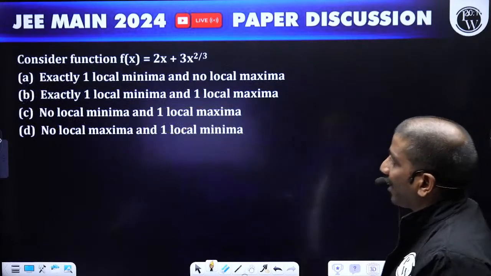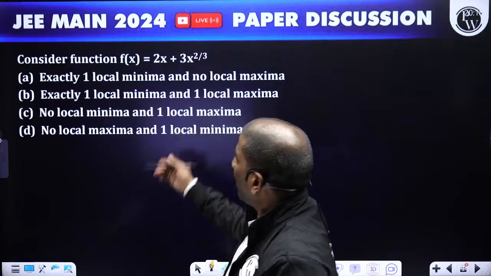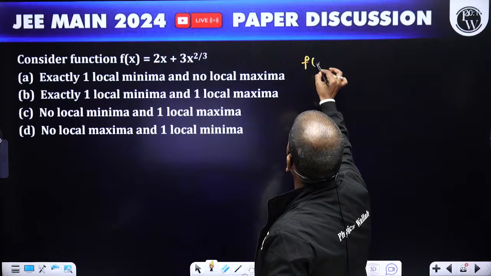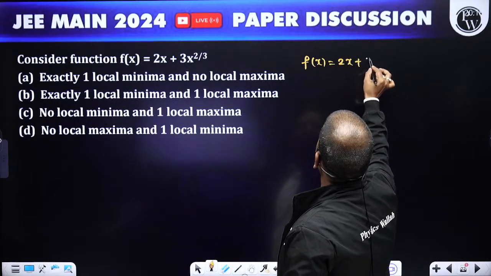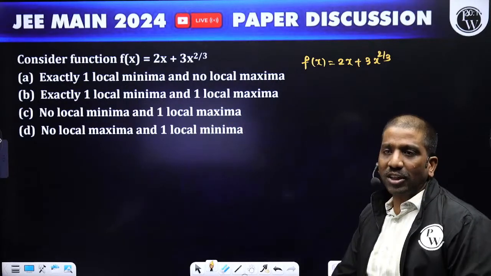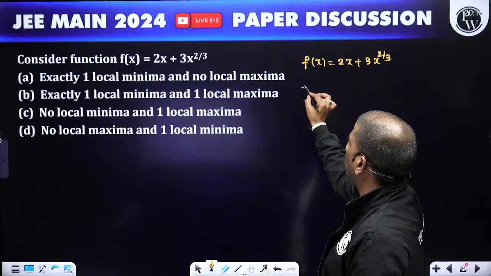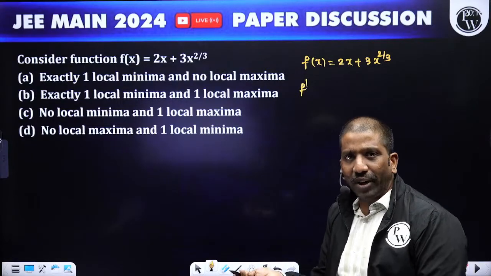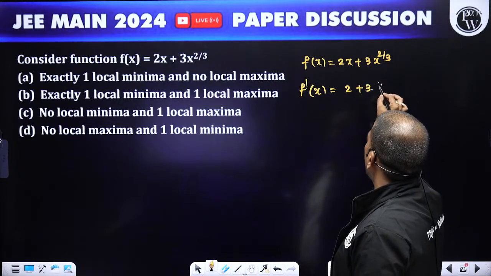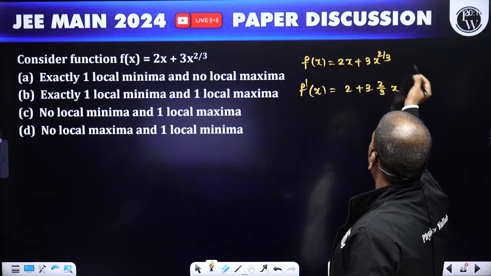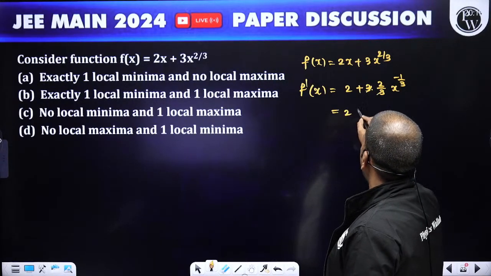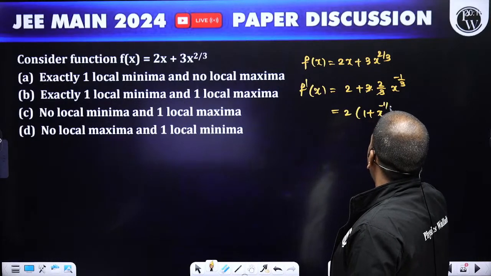Right? Next. Similarly, a maxima and minima question. When we have maxima and minima, f of x is equal to 2x plus 3 times x power 2 by 3. Local maxima, local minima, that's what they are asking. So immediately we will take the first derivative or the second derivative, right? Anyhow, first we need the first derivative, 2 plus 3 times 2 by 3 times x power 2 by 3 minus 1, that is minus 1 by 3. So that means 3 got cancelled, 2 times 1 plus x power minus 1 by 3.